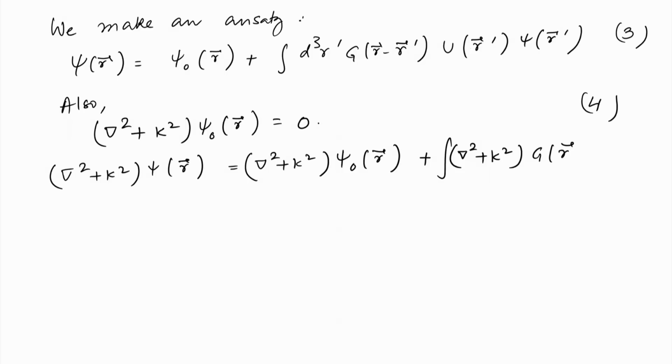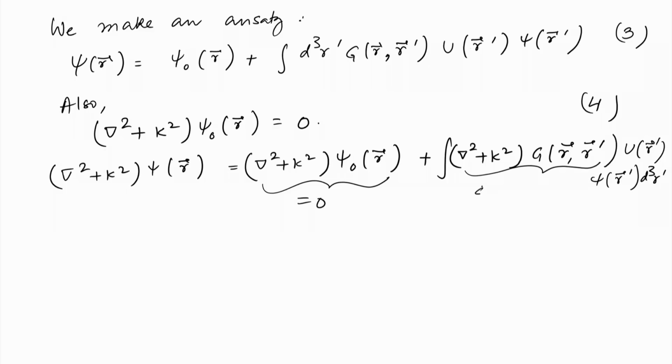This can be written either as r minus r prime or r prime, either of them is okay. So, this is as we wrote, r prime, and then there is a u of r prime and then psi of r prime and a d cube r prime. So, that is a volume integral over r prime. Now, this is equal to 0 by the condition above, that is equation 4, and this is the definition of Green's function, which gives delta of r minus r prime.